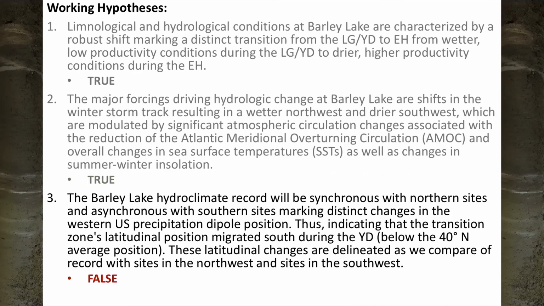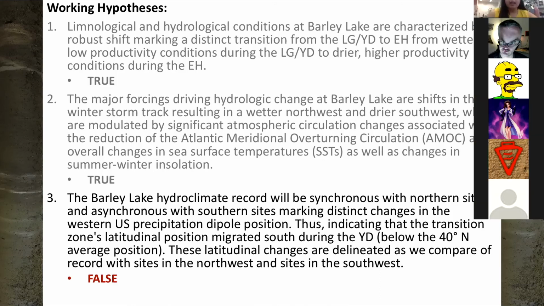And lastly, we deemed our third hypothesis as false. Sites situated south of Barley Lake between 40 to 35 degrees north latitude revealed a wetter or variably wetter hydrologic response during the Younger Dryas, and therefore demonstrated that the transition zone migrated south during the Younger Dryas, and that Barley Lake was actually in phase with them, as opposed to out of phase as we had hypothesized.